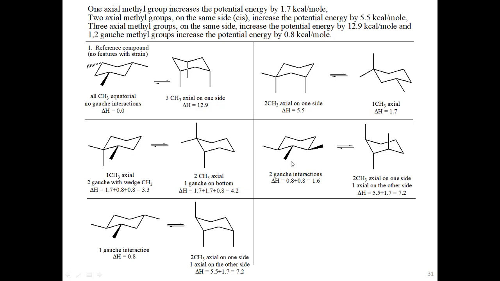These are all equatorial. That's good, except it's 1, 2, and 3. So there's a gauche here, and there's a gauche here. I'm going to have 2 gauche. That's going to be 1.6. If I rotate this up and rotate these down, everybody goes axial. So I'm going to have a bad 2 methyls on the same side here. It costs me 5.5. But the other axial is on the bottom side, opposite face, 1.7. Altogether, that's going to be 7.2. So the delta would be 7.2 minus 1.6.